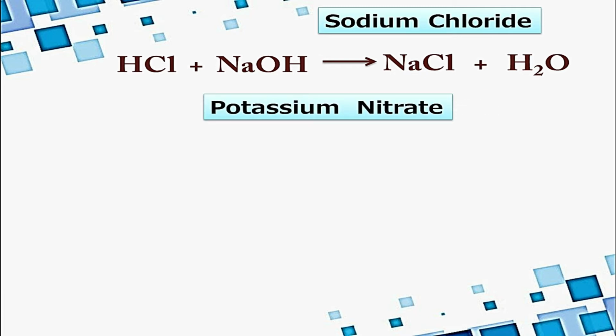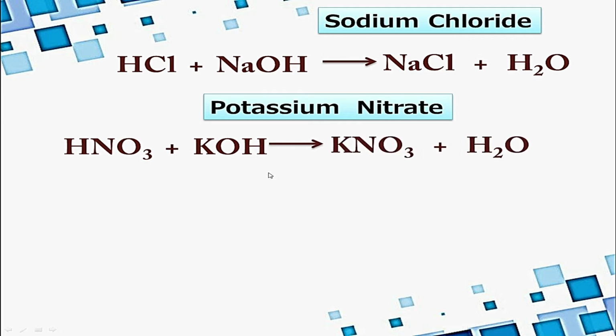Potassium nitrate will form by the reaction of HNO3, nitric acid, and potassium hydroxide. When these two combine, the formula of the salt will be KNO3, potassium nitrate. The cation has come from the base and the anion of the salt has come from the acid.